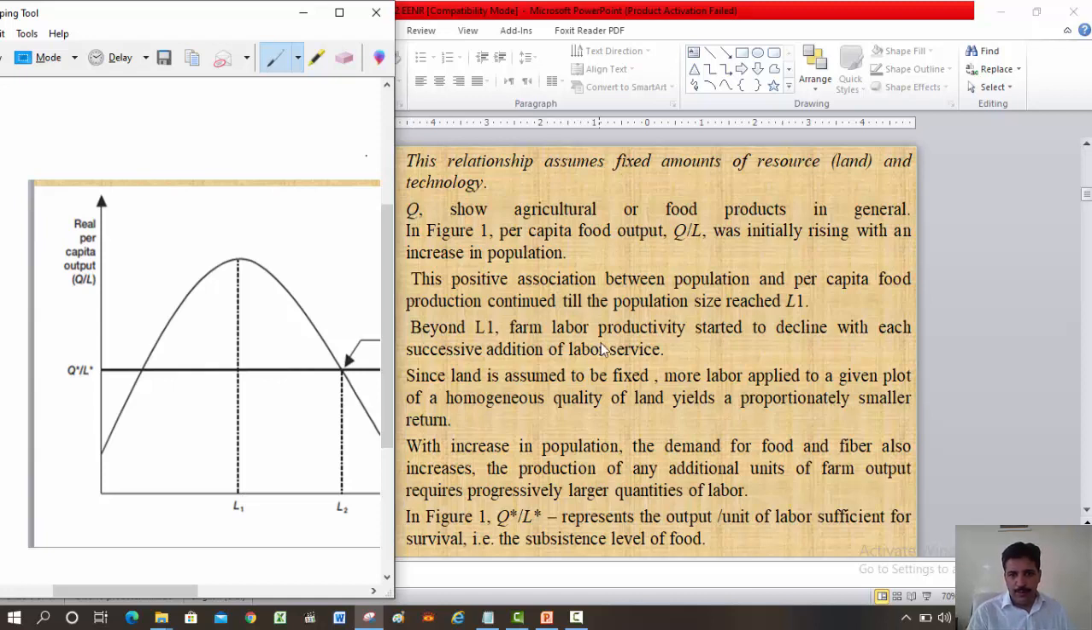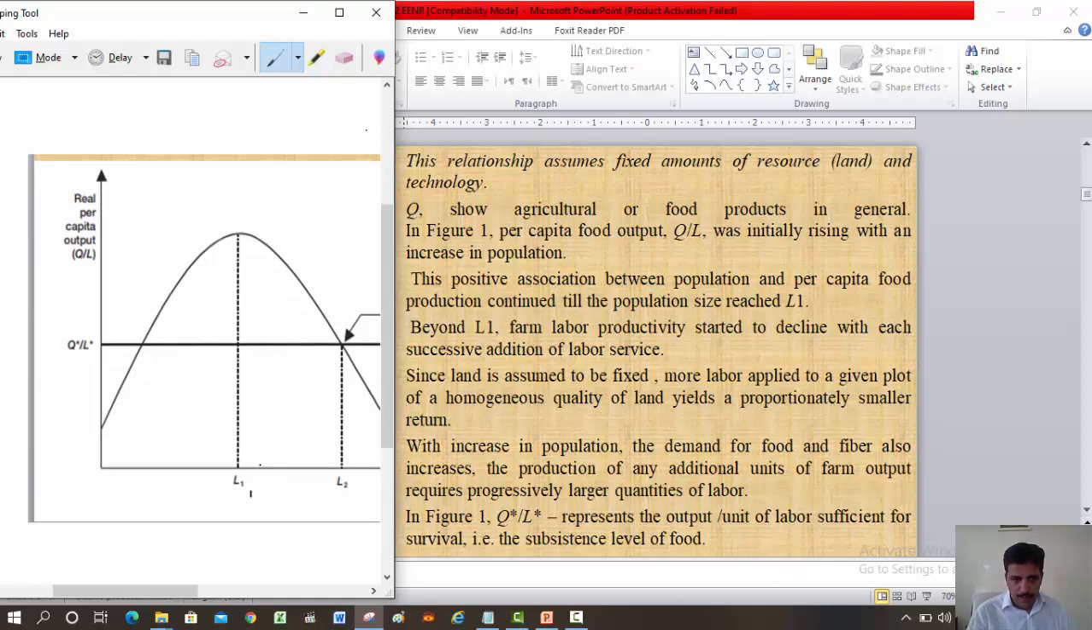Beyond L1, the farm labor productivity starts to decline with each successive unit of labor force. If we add labor here, we see a decline in the per capita output. Since land is fixed, more and more labor applied to a given plot of homogeneous land yields a proportionately smaller return. With increase in population, the demand for food and fiber also increases, so the production of an additional unit of farm output requires progressively larger quantities of labor.